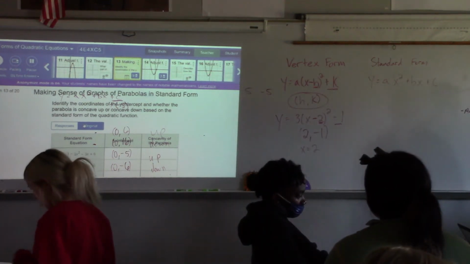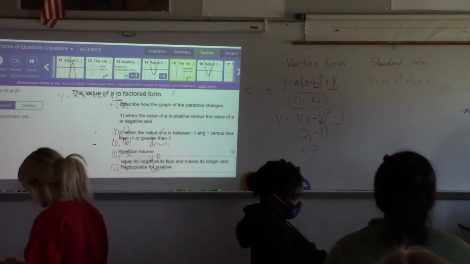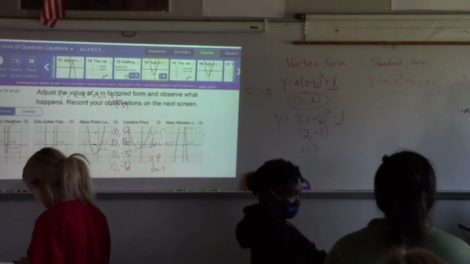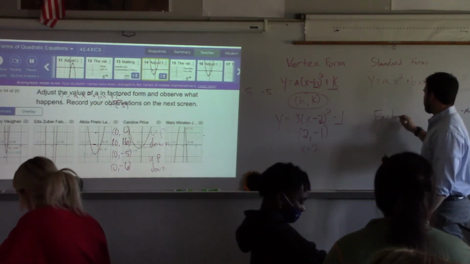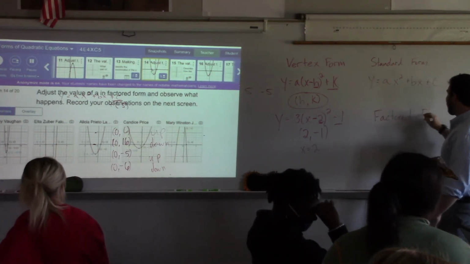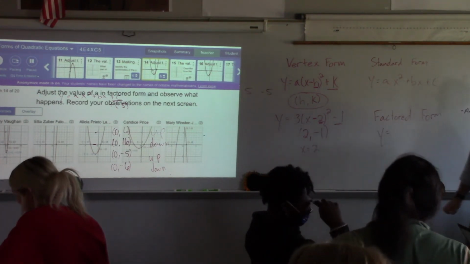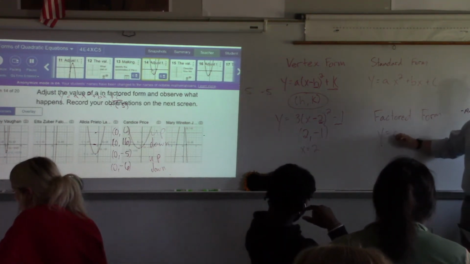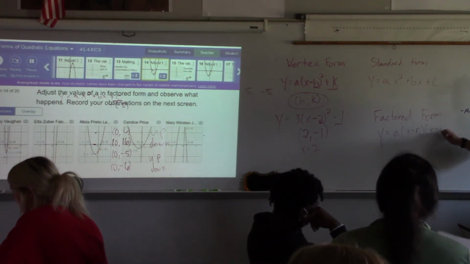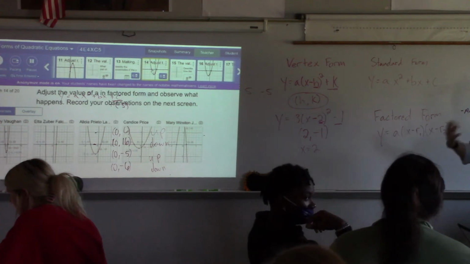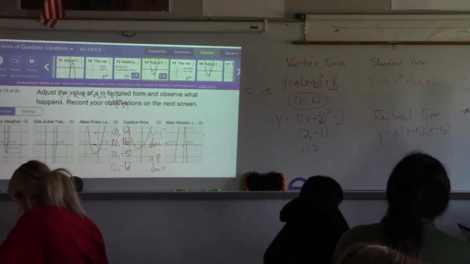Okay, really quickly, this is literally just going to take a second to discuss here. So when we got to this factored form, make sure we recognize this. What is factored form? It's a times (x minus r1). Okay, so that is our factored form, and we will wrap up this discussion tomorrow with that factored form.